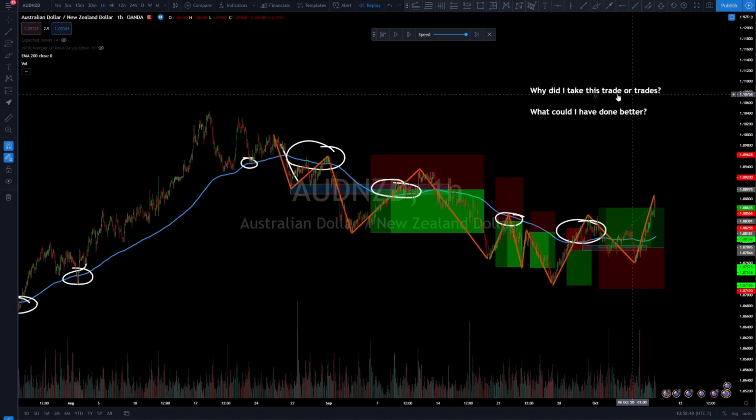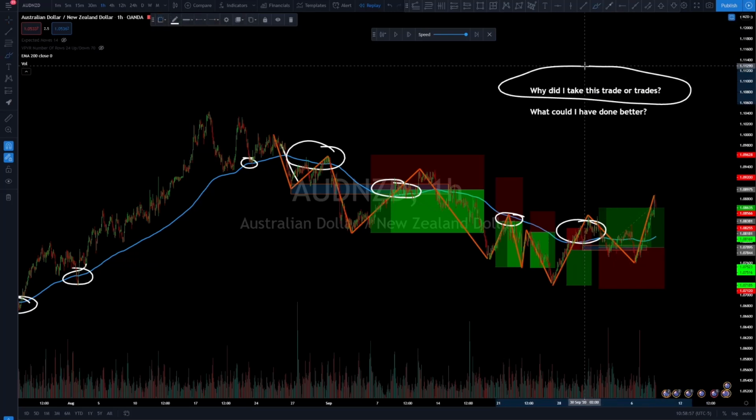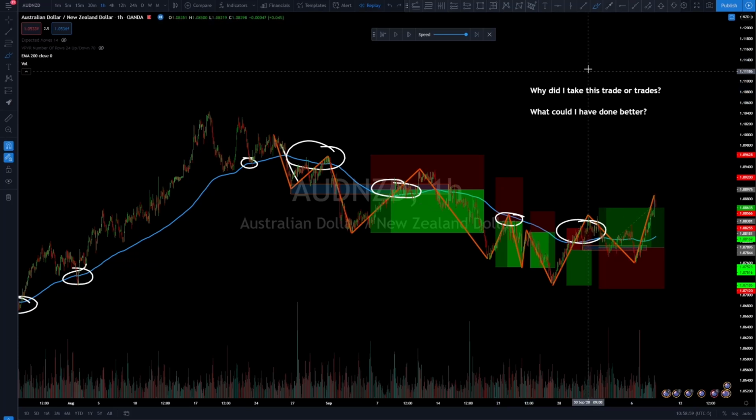So you're going to ask yourself these 2 questions. Why did I take this trade or trades? Why did I take these trades? You have to have an answer to this question. If you don't know why you took the trade, then why are you trading at all? So why did you take this trade? Rationalize the trade to yourself. Convince yourself why you took the trade and if it was a good trade or a bad trade.